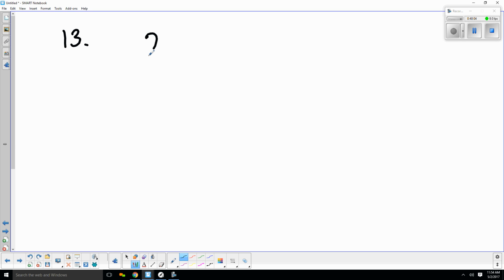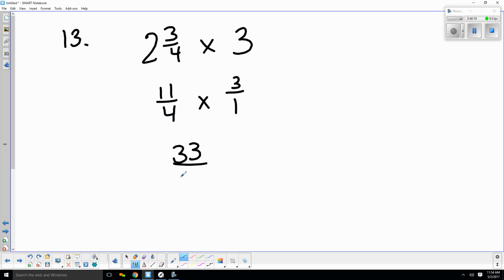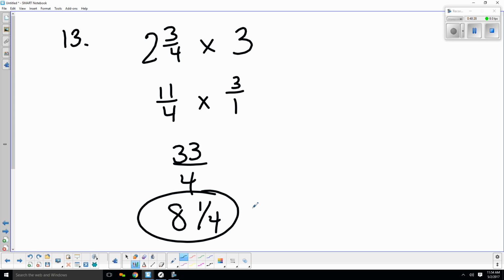Derek's pancake recipe calls for 2 3/4 cup of milk. He wants to make 3 batches, so that means I'm going to multiply. Change to improper, so it's 11/4 times 3/1. Multiply your top, multiply your bottom. Change from improper back to mixed. So that would be 8 1/4, which is D.